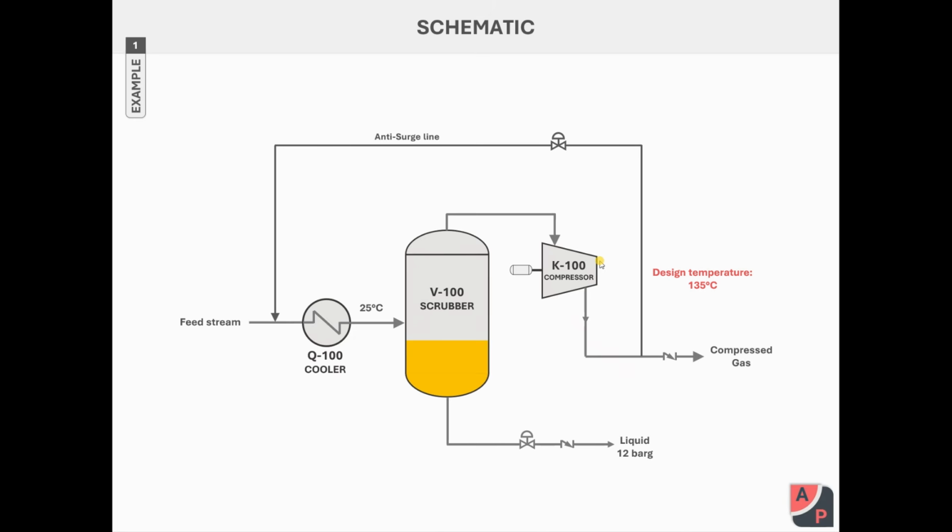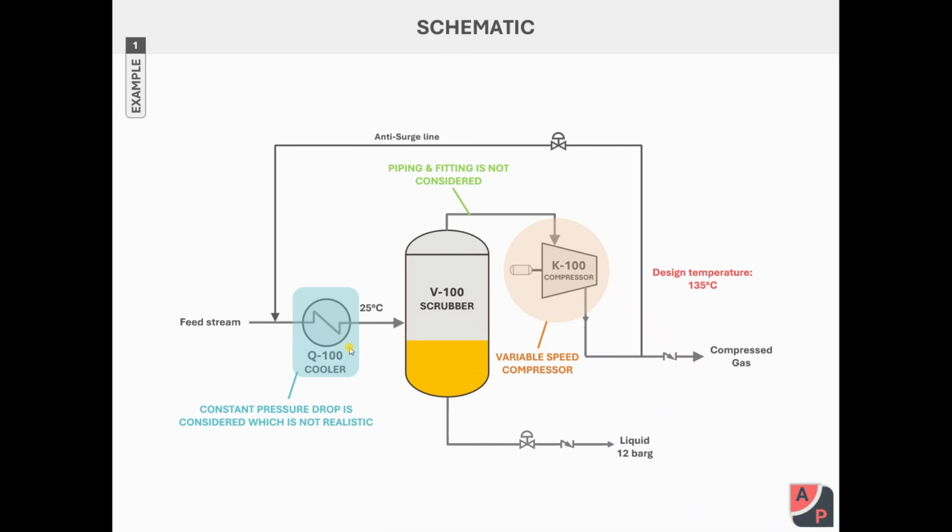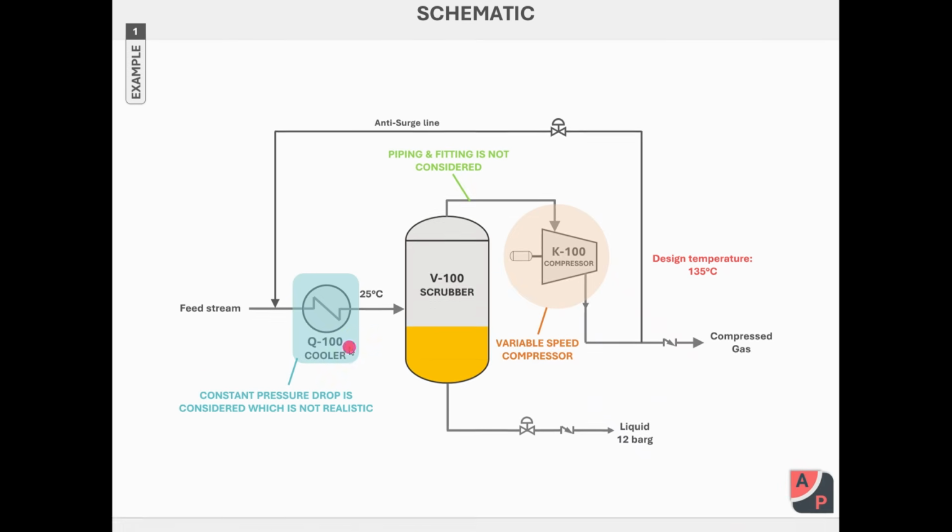Based on this schematic, I want to mention a few points. First of all, constant pressure drop is considered, which is not realistic. By changing the volumetric flow, the pressure drop in the cooler also varies. Later, we introduced a resistance factor in the cooler to calculate the pressure drop more accurately. The target of the process datasheet for this session is a variable speed compressor. In addition, piping and fittings are not considered in this simulation.